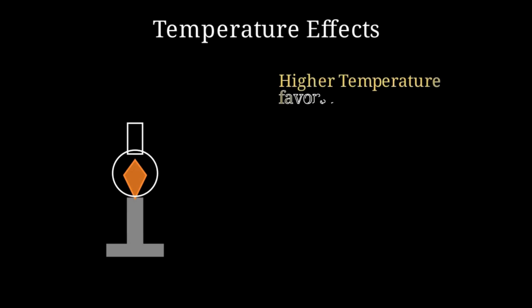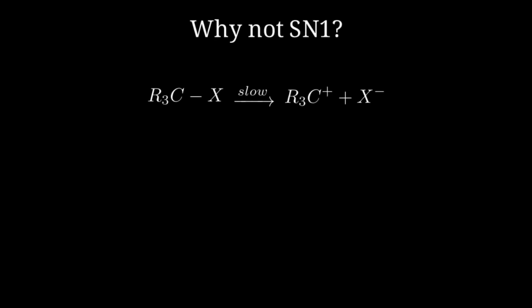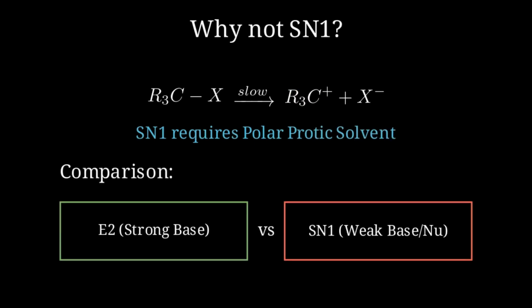Elimination reactions increase the number of molecules in the system, increasing entropy. Therefore, raising the temperature further tips the scales in favor of E2 over substitution mechanisms. You might wonder about SN1. While tertiary substrates can form stable carbocations for SN1, the presence of a strong base will always drive the reaction toward E2 before the leaving group has a chance to leave on its own.